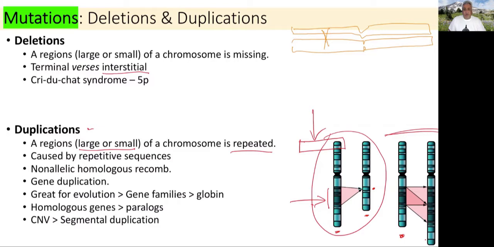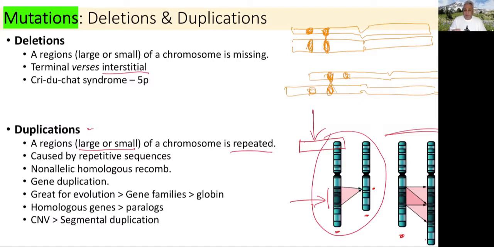What happens in duplications, and the most common event, is that the two regions misalign. So one chromosome would be like this, and the second chromosome would be like this. And then there's crossover. The reason for that is there's a region probably here that matches this region here and this region here, right? And what happens is that the two regions misalign, and then there's a crossover.